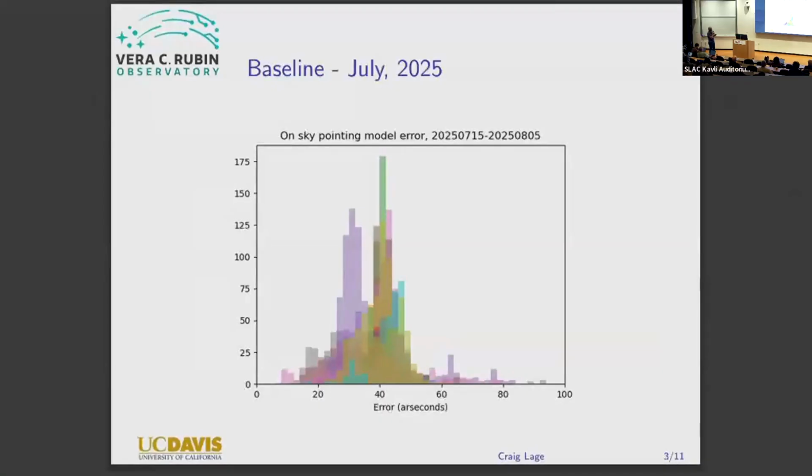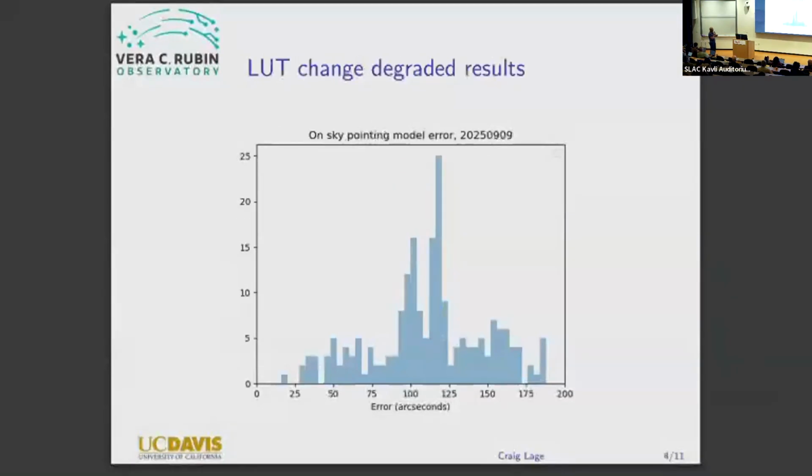And so let me just give you some update on what we've done in the past year. This shows about a year ago. What this is, we pointed the telescope at a certain RA dec, we think. We take the image, then we get an astrometric solution for the image and find out where we actually pointed. And this is just a histogram of the distance on sky in arc seconds between where we thought we pointed and where we actually pointed. So we were around 30, 40 arc seconds about a year ago. And then we made a change to the lookup table, the open loop one, and it made things worse. So we went up to around 100 arc seconds.